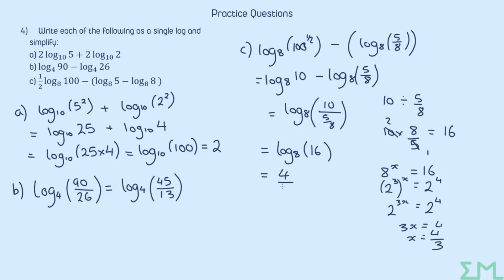So 4/3. And just to check, that would make sense because 8 to the power of 4 over 3 would be do the cube root of 8 first, which brings us down to 2, and then raise it to the power of 4, which brings us back up to 16. And there we go. All right, onwards.